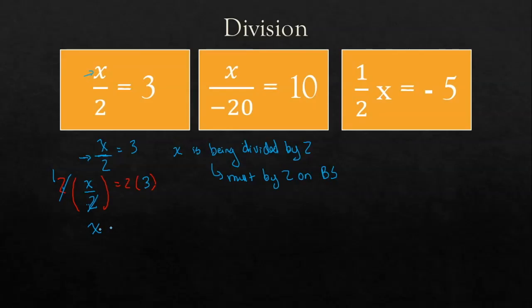So I'm just left now with an x, or a 1x, but we won't bother writing the 1. Or I can write the 1 for now. And then on the right-hand side, we have 2 times 3, which gives us 6. So our final answer is x is equal to 6. And we're done. I'm going to erase this and go to the next one here.